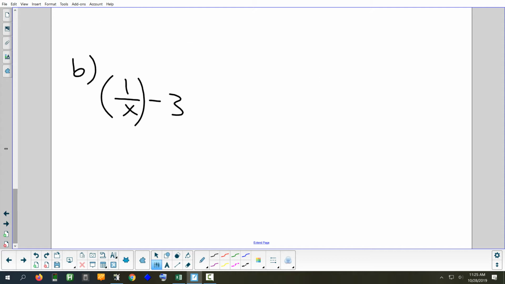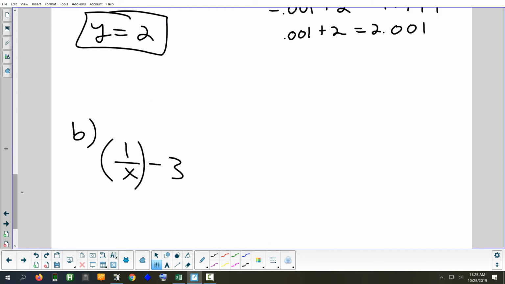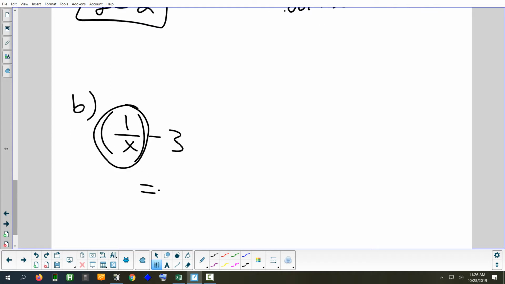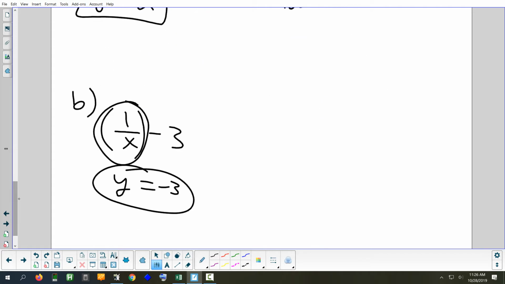Okay. Anyone think they can tell just by looking, without really plugging anything in, what the horizontal asymptote will be here? Yeah, Emily? Negative 3. Basically, if you've got a fraction with a variable in the bottom, that fraction is going to turn into 0. Or it's extremely small. So horizontal asymptote, what is it? What equals negative 3? Y, yes. Okay. Any question on that one?